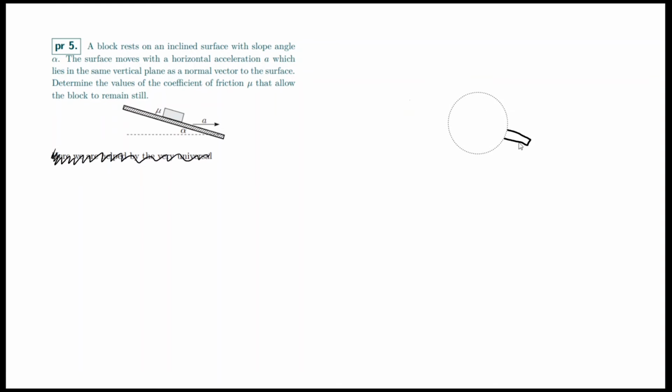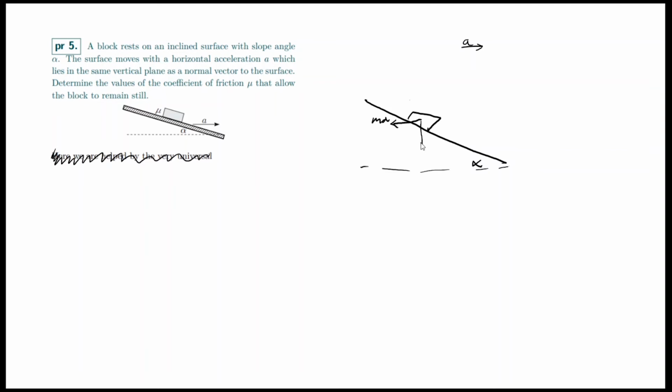and I'm drawing the box, but so you have the inclined plane like this, angle alpha, and here's the block, and this is going to be the reference frame that's going at a. It's accelerating with acceleration a, and that means there's going to be a fictitious force on the center of mass with magnitude ma and is horizontal.